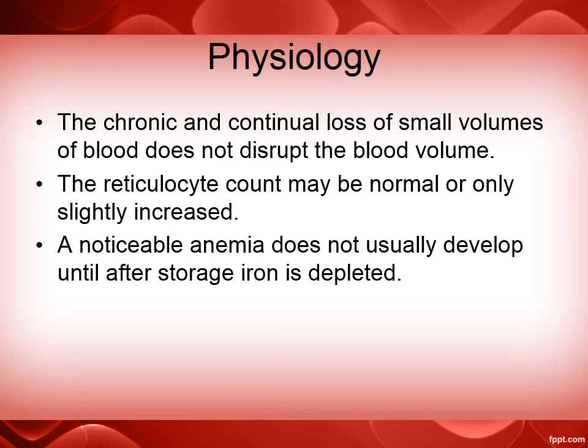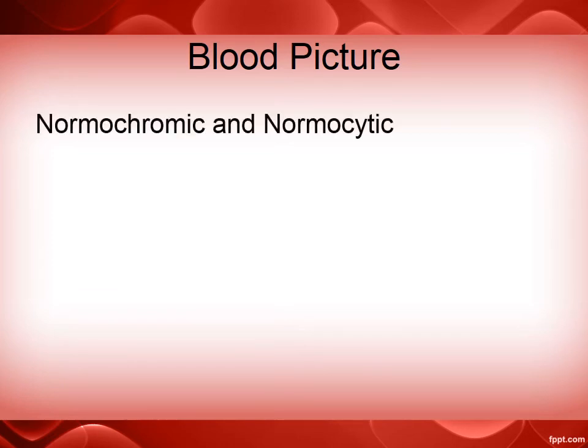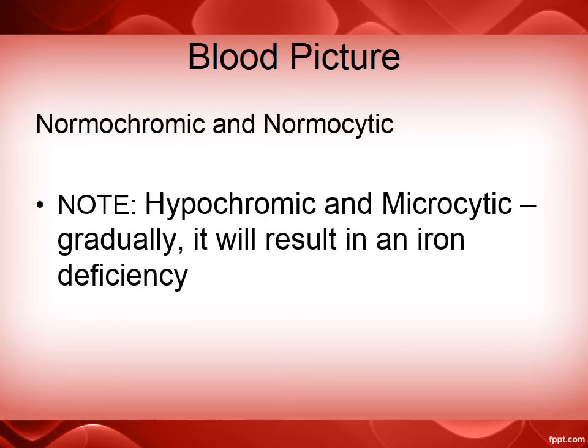At first, the anemia is normochromic and normocytic. Gradually, the chronic bleeding results in an iron deficiency, and newly formed cells are morphologically hypochromic and microcytic. The WBC count is normal or slightly increased. Platelets are commonly increased, and only later in severe iron deficiency are they likely to be decreased.